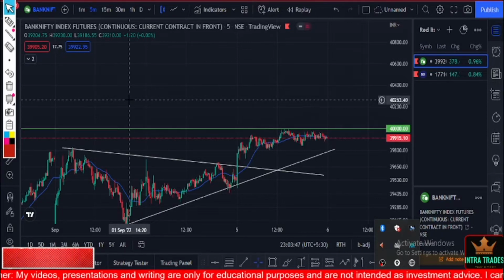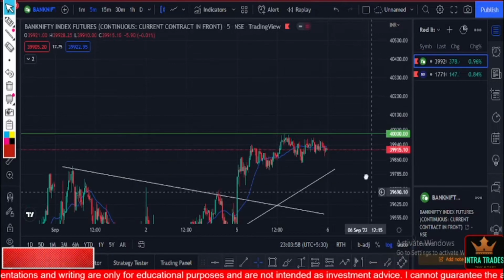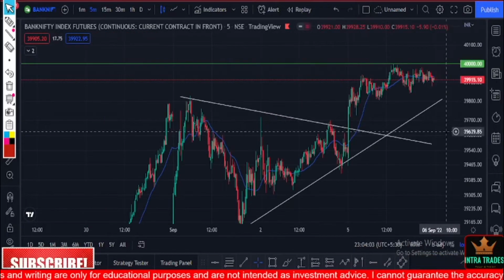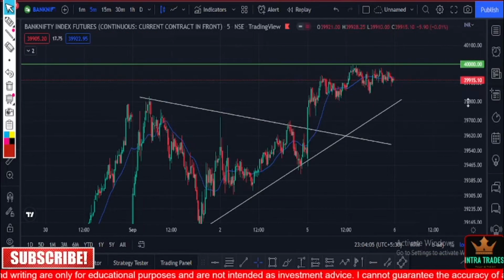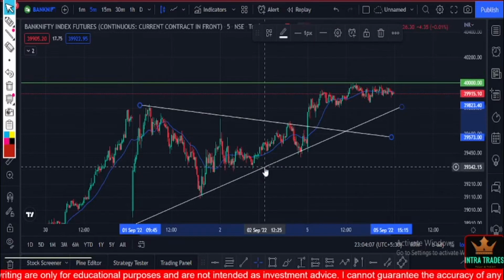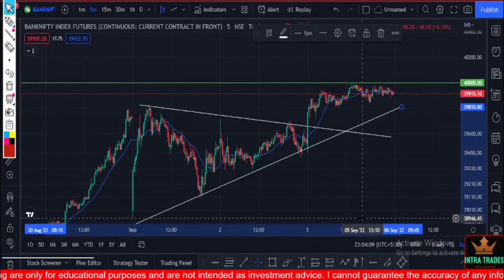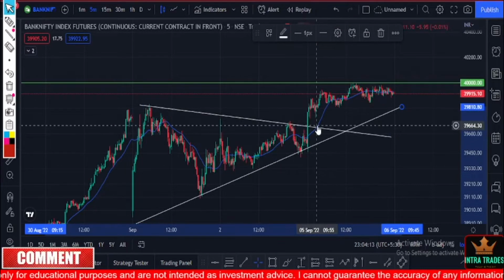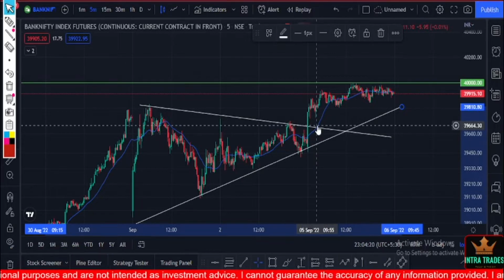Now you are looking at the Bank Nifty chart of 5 minutes time frame. As a price action trader, you might have observed two trend lines shown here, which were formed by the previous trading day, last Friday.